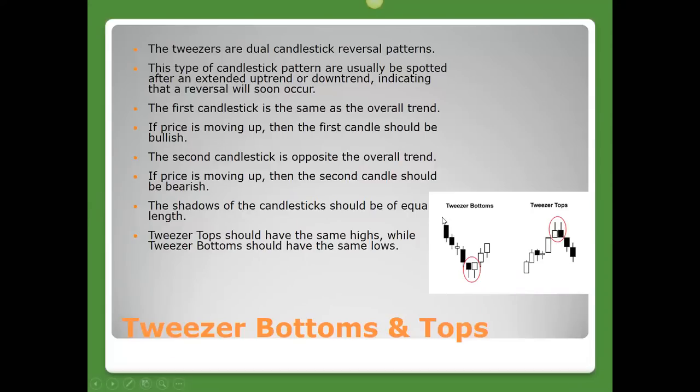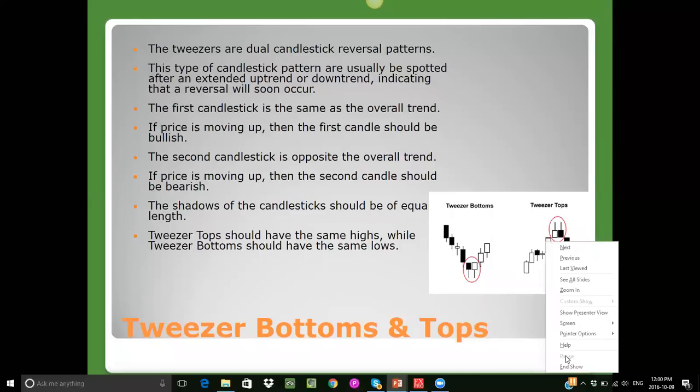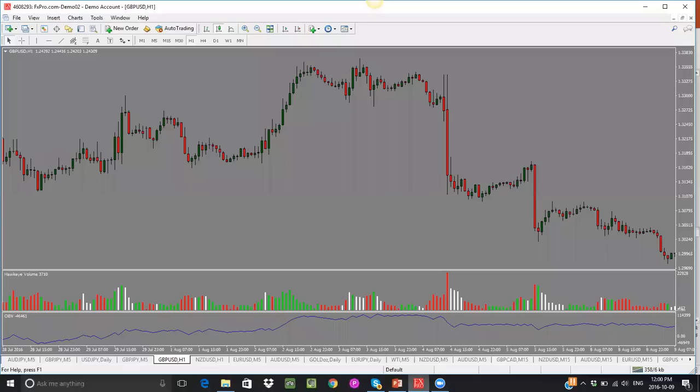So tweezer bottom will be formed at the bottom, at the end of a downtrend, and will indicate that the market is likely to go up, whereas tweezer tops will be formed at the top of a trend and indicate that the market will start going down now. So let's take a look at an example of these ones.